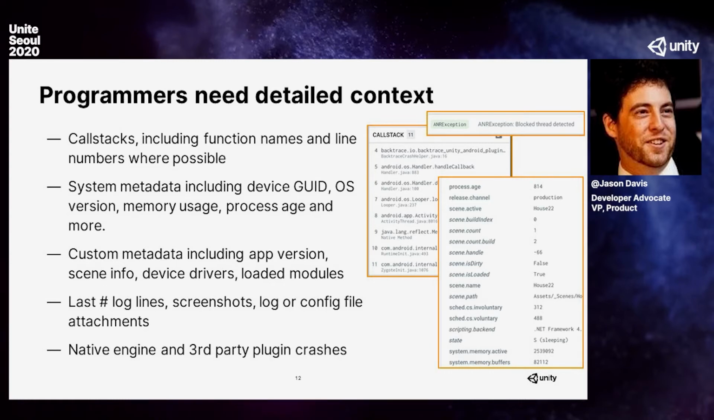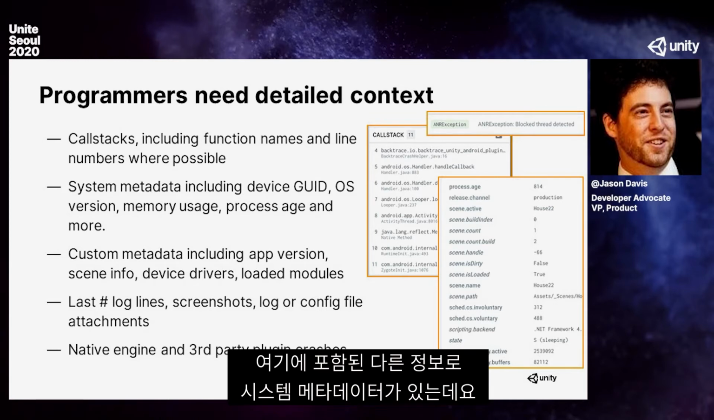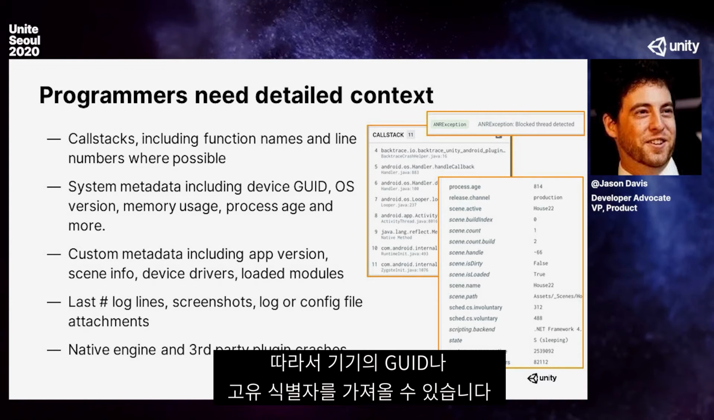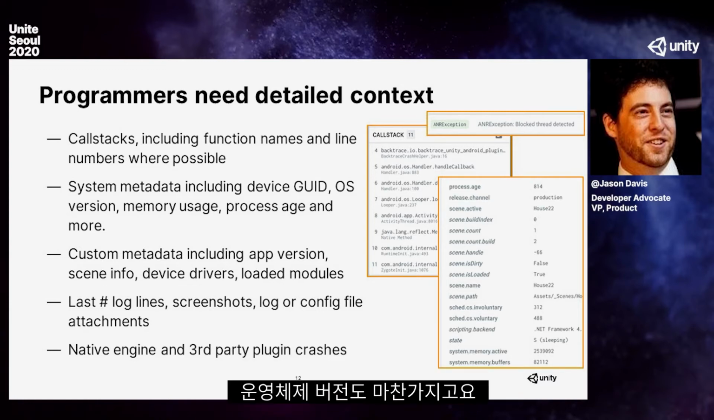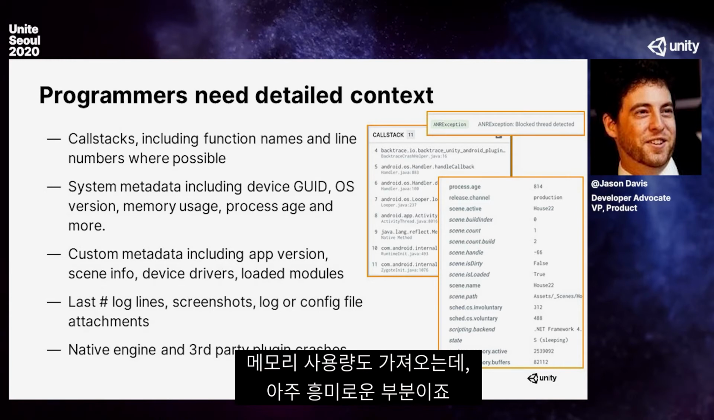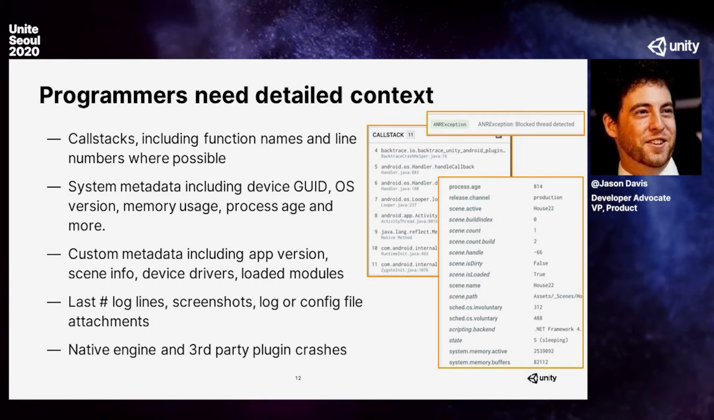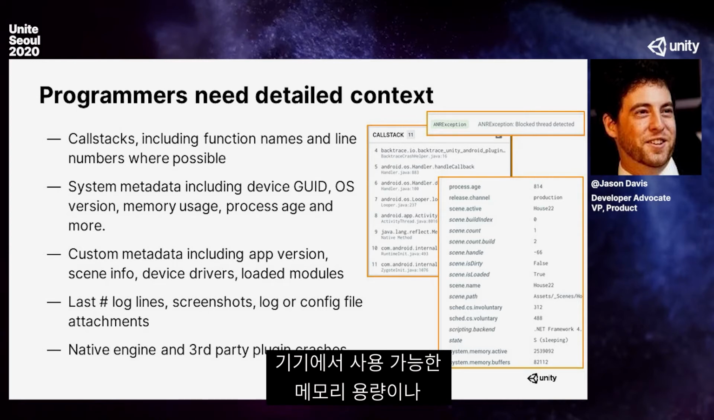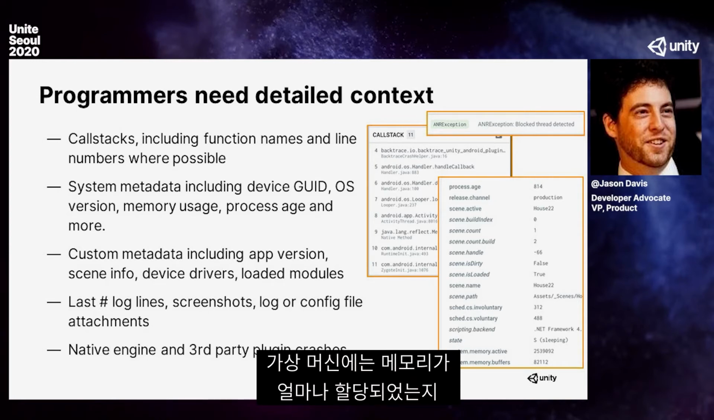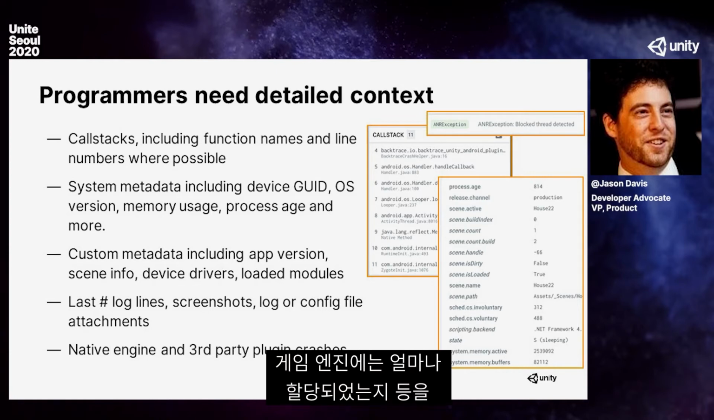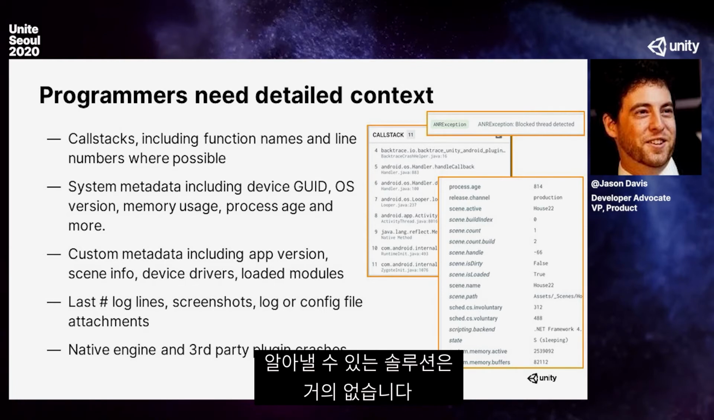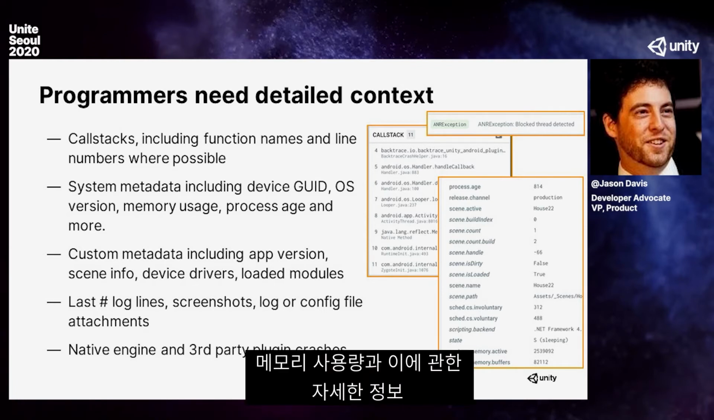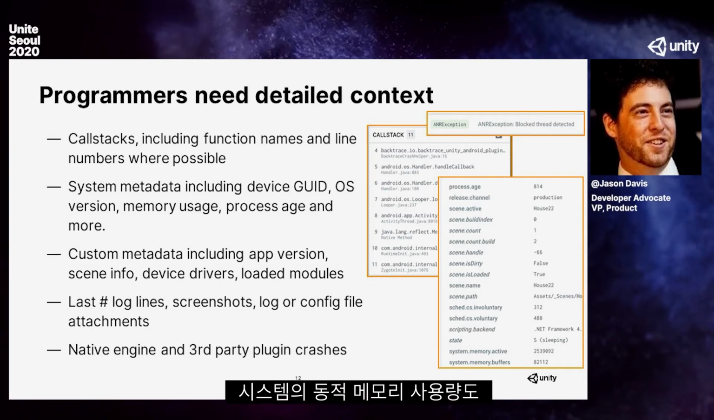Other information that's included here includes system metadata, so we'll get GUID or unique identifiers for the device, operating system version, memory usage. That's really interesting. Some solutions will allow you to capture how much memory is available on the device and maybe how much was allocated to the virtual machine or how much memory was allocated to the game engine, but very few, if any, other solutions allow you to gain access to what memory is actually being used. So memory usage and some of those details, the dynamic memory usage of the system, is captured by Backtrace, and that's very unique to us as well.